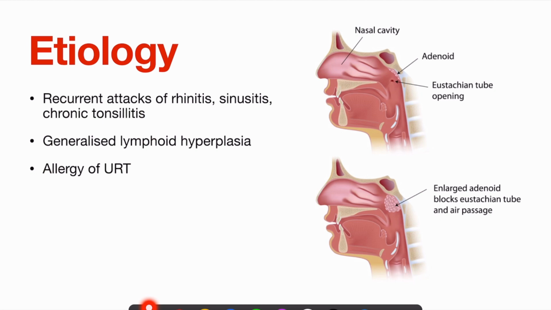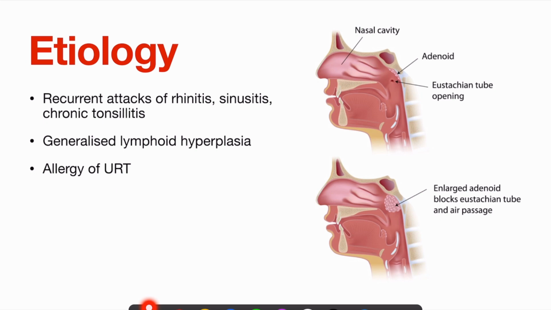As you can see in this photo, this is the normal adenoid which is present in the nasopharyngeal area. There is also the eustachian tube opening in the nasopharyngeal area. So whenever there is adenoid hypertrophy, firstly it blocks the breathing passage, so the patient will breathe through the mouth, and also it blocks the eustachian tube opening. So therefore there can also be middle ear infections.